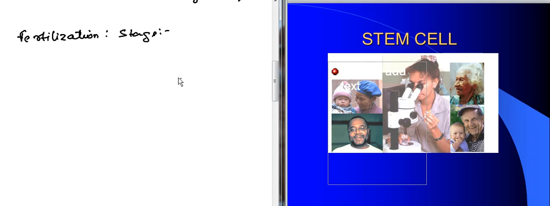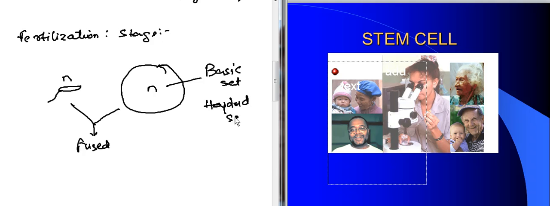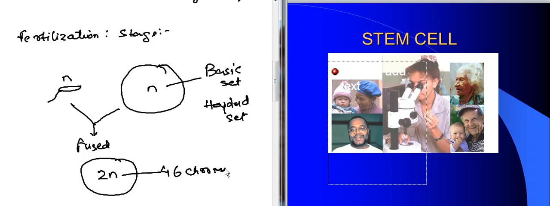This is your egg cell and there is a sperm. Both get fused. This is N, this is N. This is your basic set, also called the haploid set. When both N get fused, it becomes 2N. That is 46 chromosomes in the case of humans.